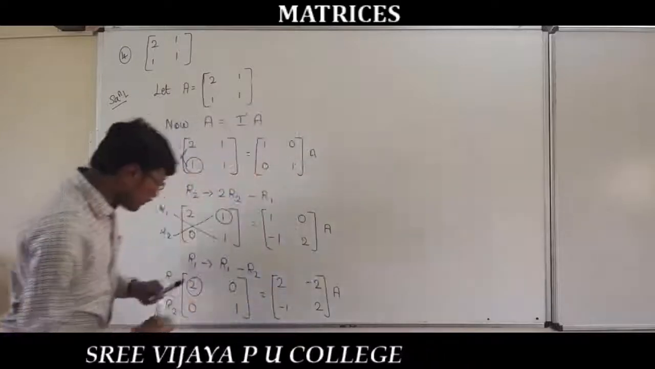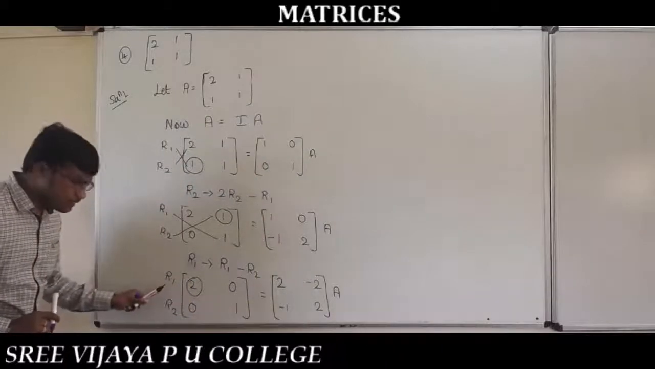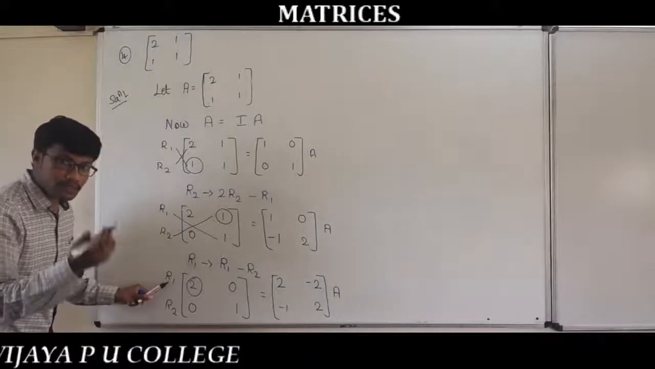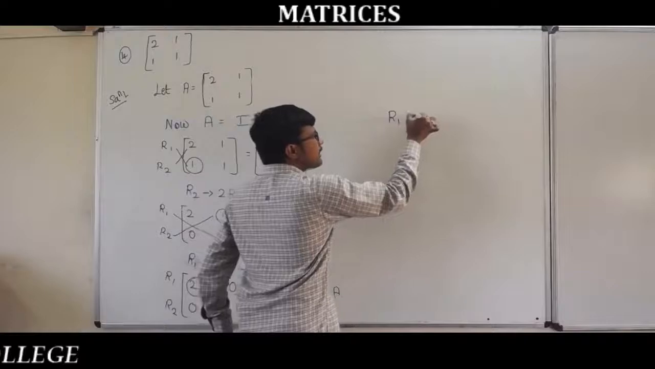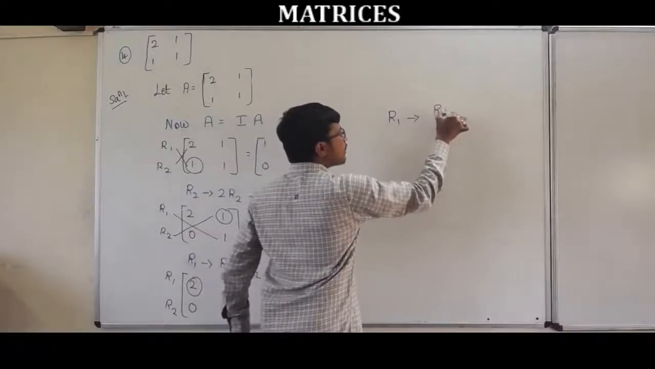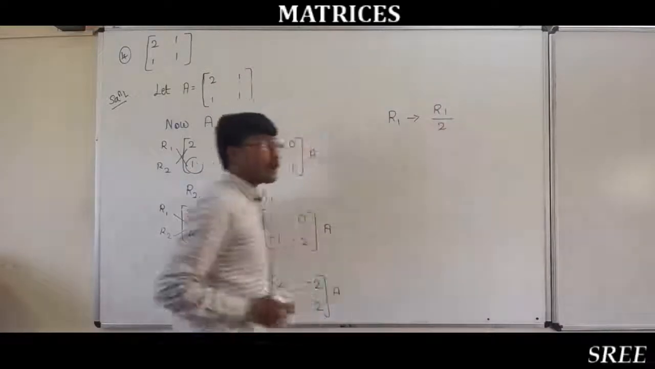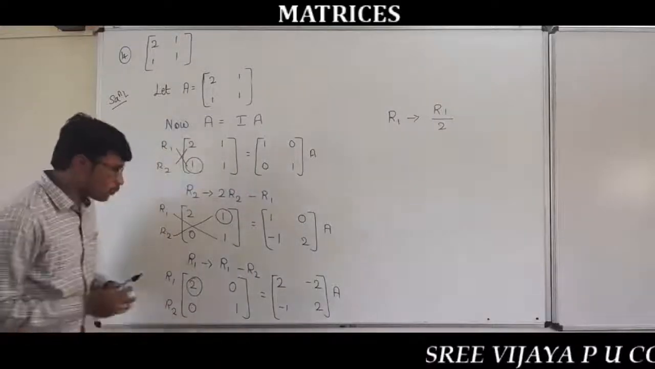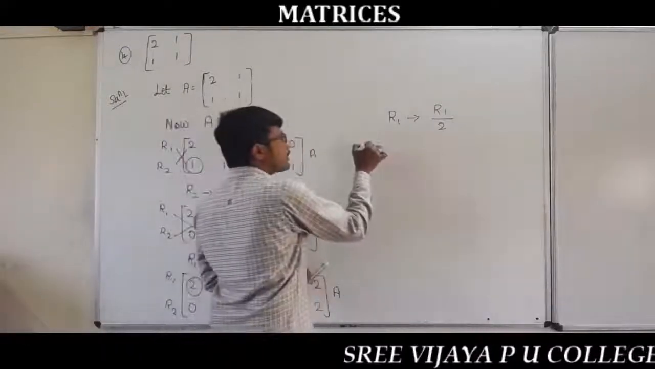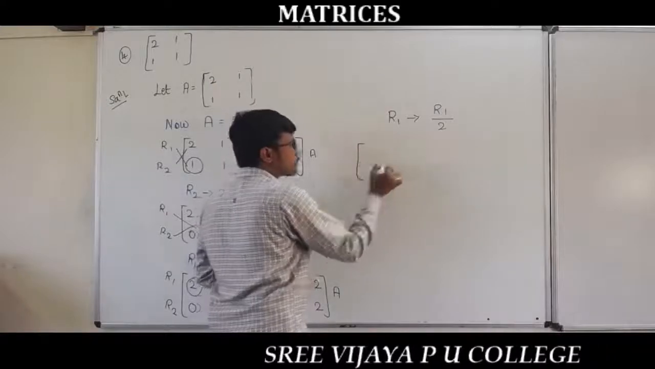1. Now this is 2, in which row? It is in the first row. So obviously you can divide the first row by 2. That is, R1 can be changed as R1 by 2. So obviously it becomes 1. Now according to that elementary operation, write the matrix.